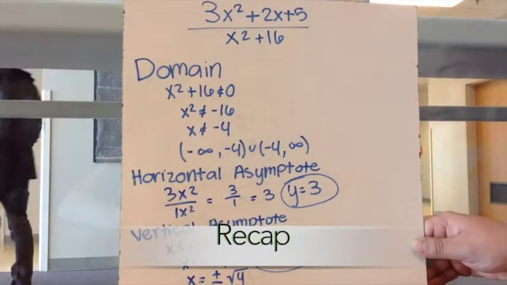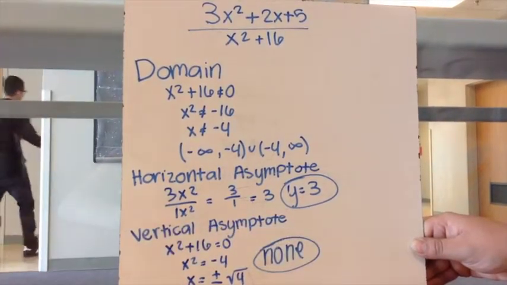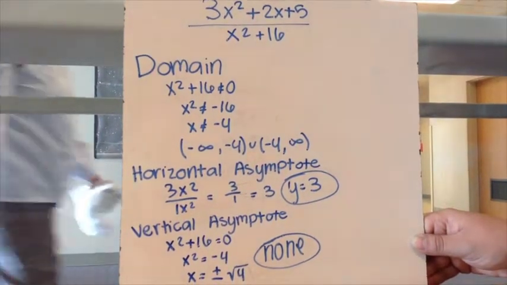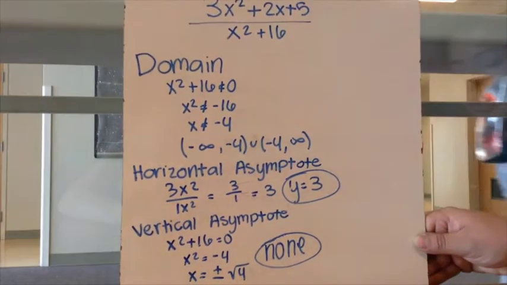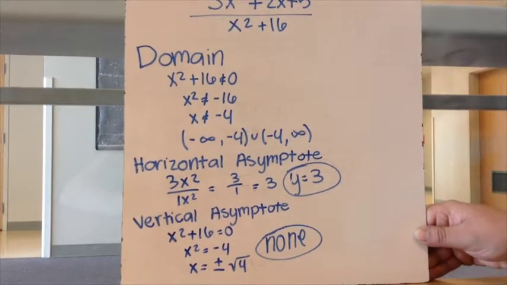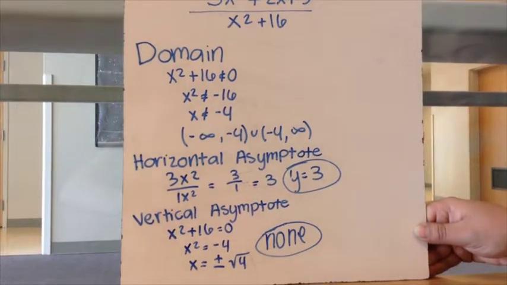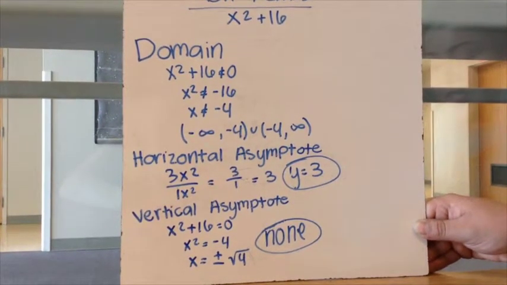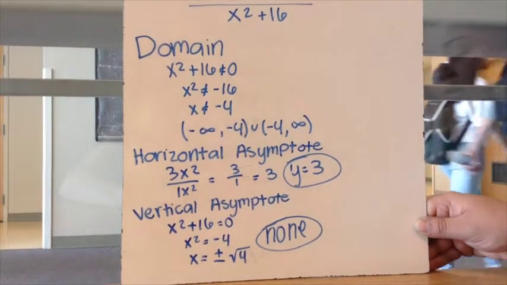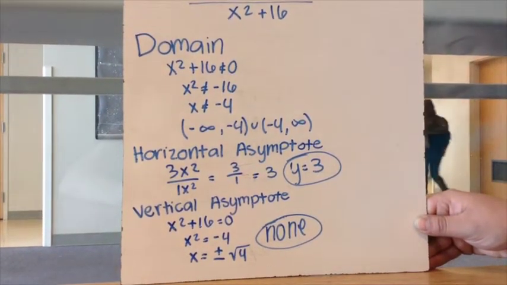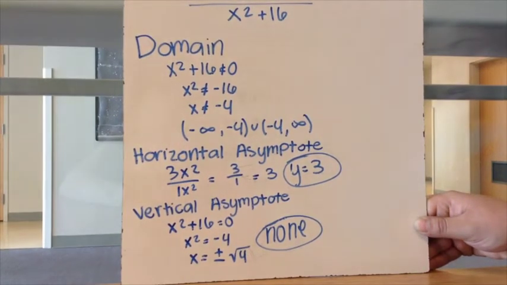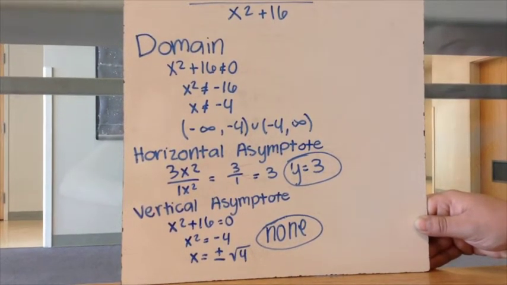We're going to solve the problem here, which is 3x squared plus 2x plus 5 over x squared plus 16. To find the domain, you set the bottom half equal to 0. Then you subtract 16 from both sides. Then you get x squared not equaling negative 16. Once you square root both sides, you would get x cannot equal negative 4. So you get negative infinity to negative 4, union negative infinity to positive infinity.